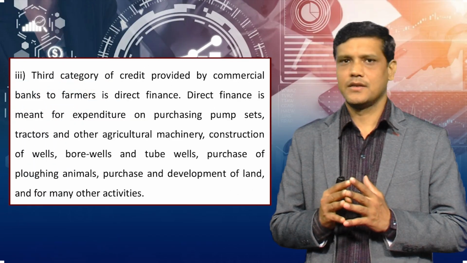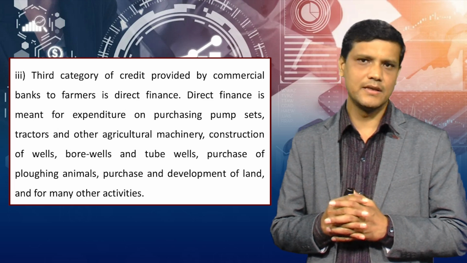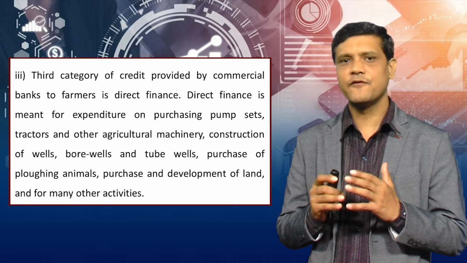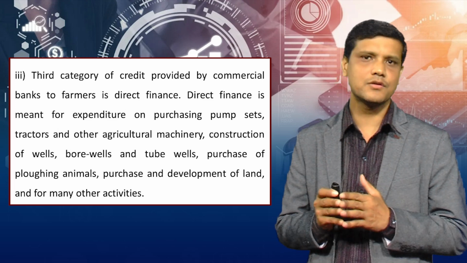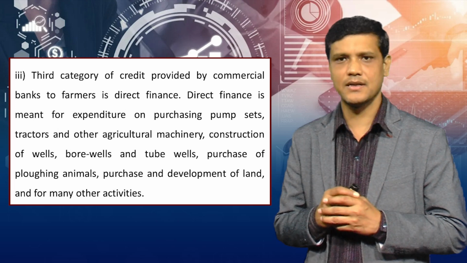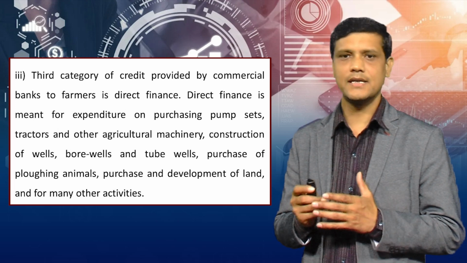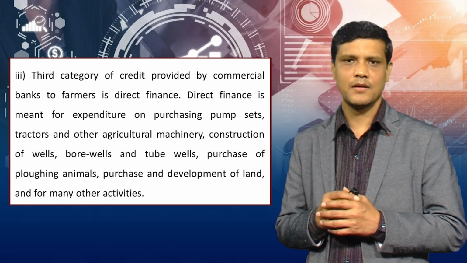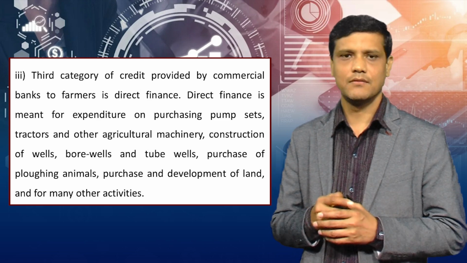The third category of credit provided by commercial banks to the farmers is direct finance. Direct finance is meant for expenditure on purchasing pump sets, tractors, and other agricultural machinery, construction of wells, bore wells, and tube wells, purchase of ploughing animals, purchase and development of land, and for many other activities.